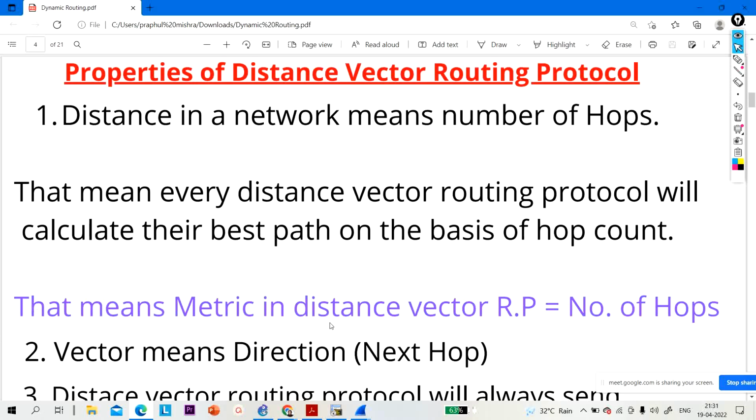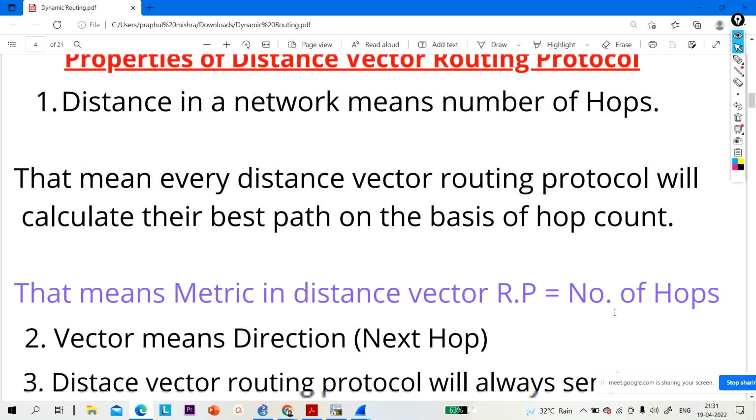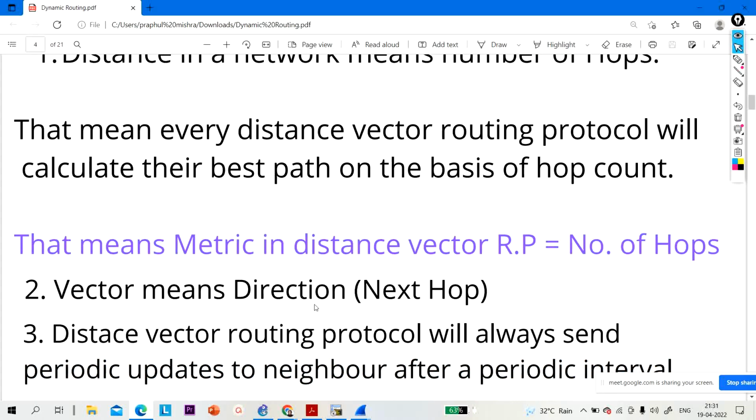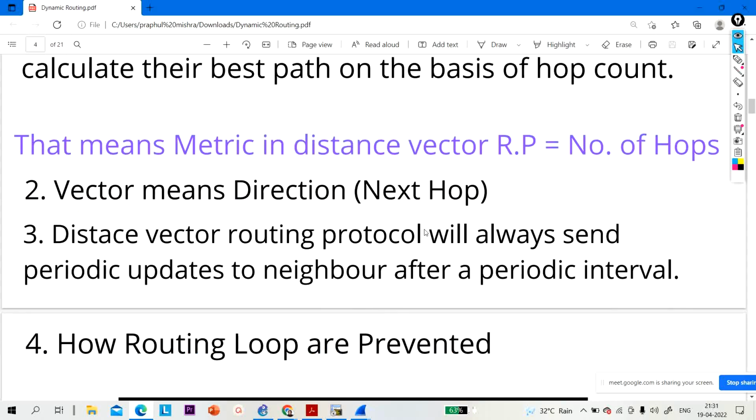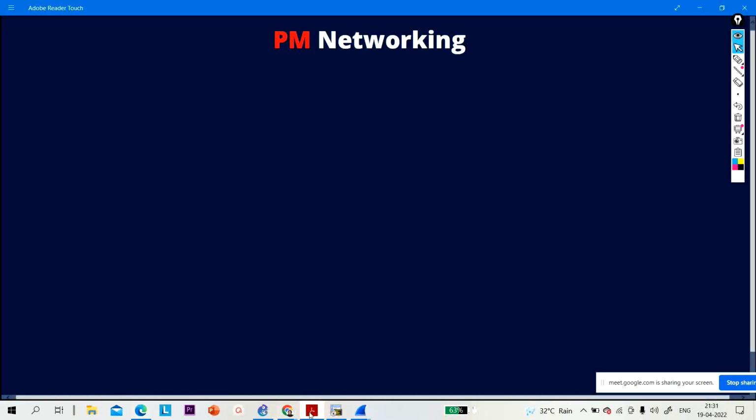So the metric in distance vector routing protocol is number of hop count, and vector means direction, right? Distance means hop, so definitely the metric will be hop count, and vector means direction. In networking, vector means direction and direction means next hop, right? So distance vector routing protocol will always send periodic updates to neighbors after a periodic interval of time. Oh my god, this is also a problem.